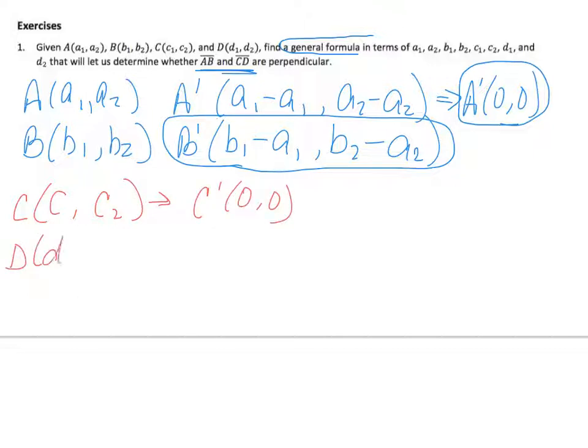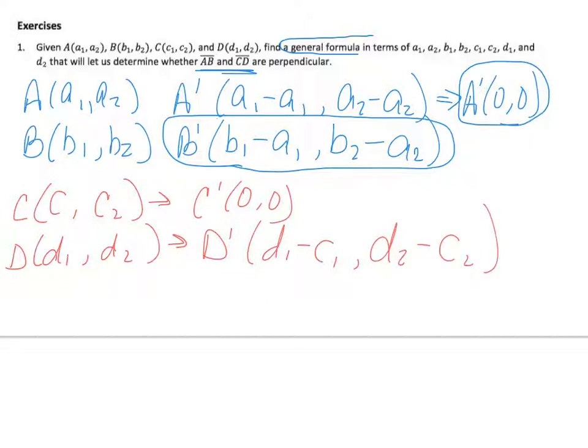And D to the origin. Oops. D prime would be D1 minus C1, comma, D2 minus C2, because I'm subtracting that from both of the ordered pairs, so I can translate them both to the origin. So to find out if AB is perpendicular to CD, A and C are both at the origin. So I can take B and D and do my fun little math with it, right?